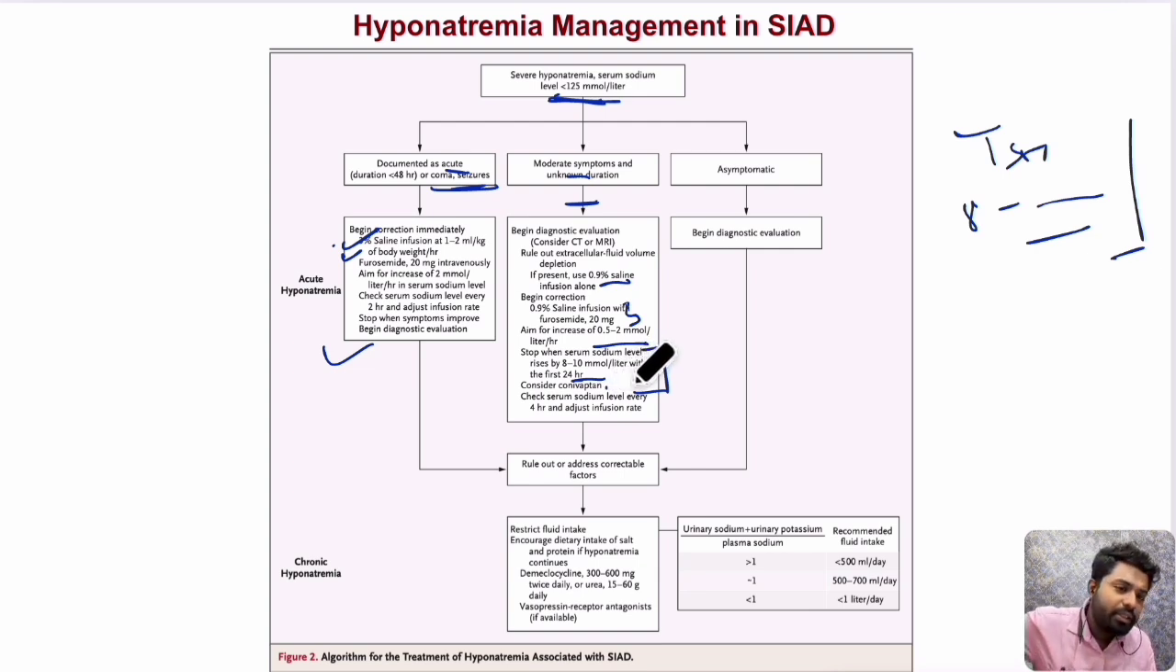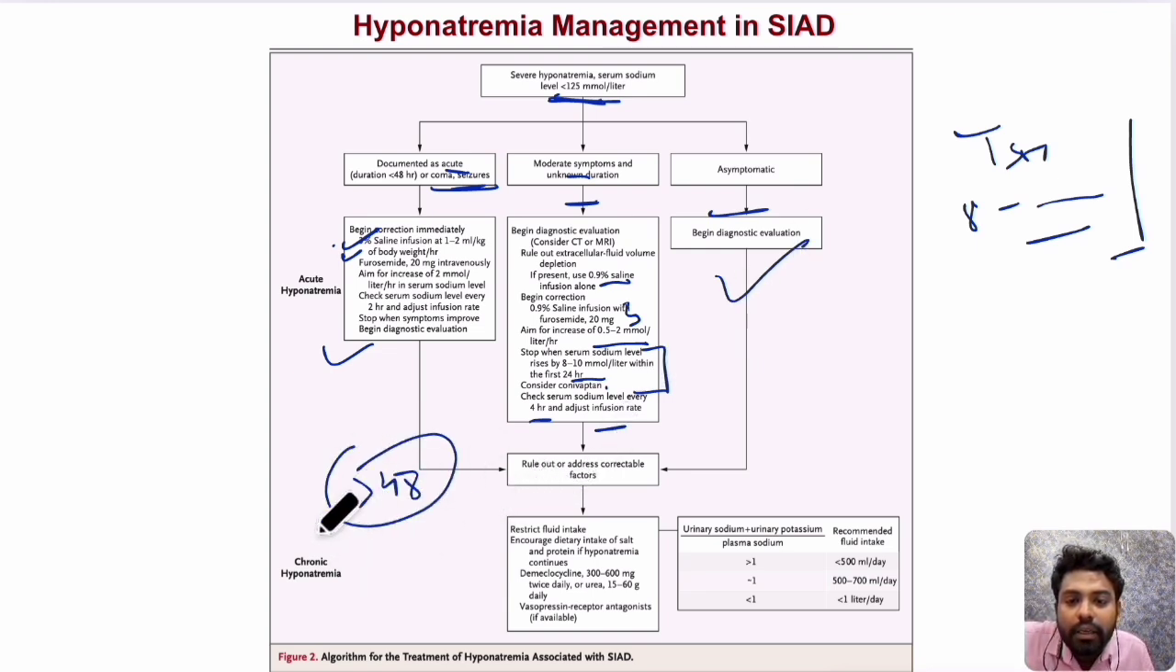Conivaptan is not used in India that much. Tolvaptan or conivaptan is IV. Check serum sodium every 4 hours during the infusion. So in asymptomatic patients, we can do diagnostic evaluation straight away. So after 48 hours, what I've said, chronic hyponatremia, it is in starting.